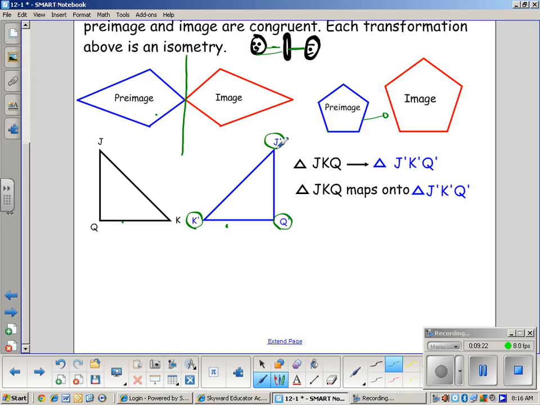And this symbol here is read as "maps onto." Okay? That's why I wrote that there. So you can see how to read that symbol. So triangle JKQ maps onto triangle J prime, K prime, Q prime. And so probably it's going to be some reflection over that line right about there.